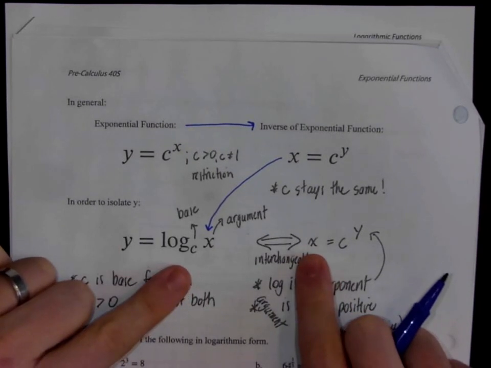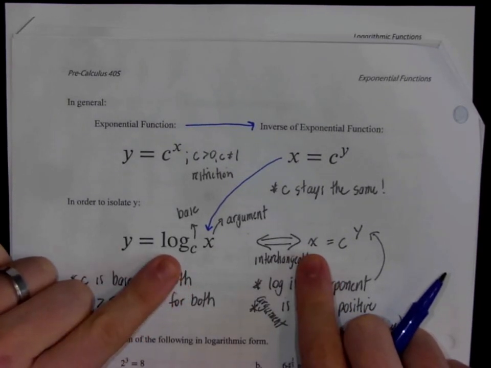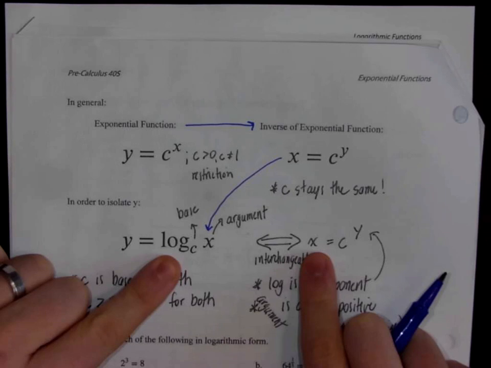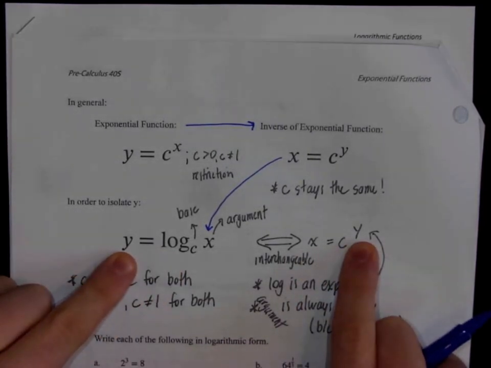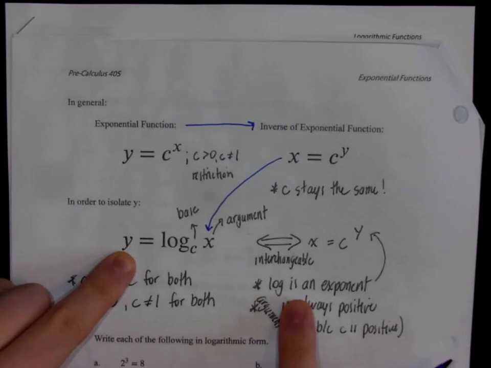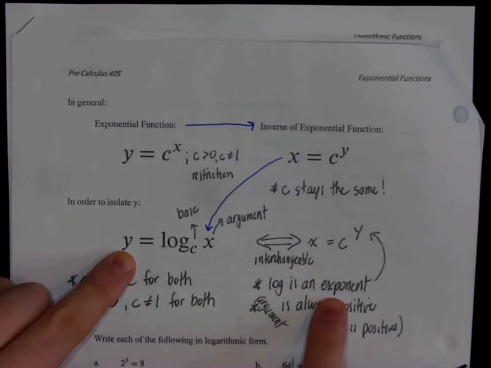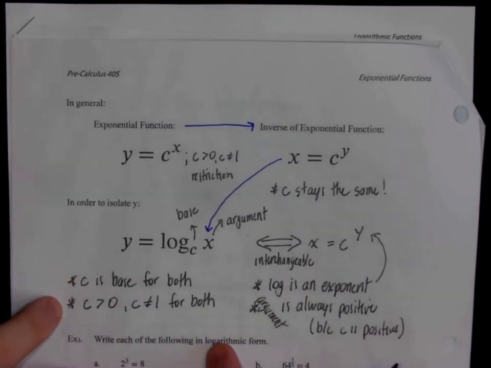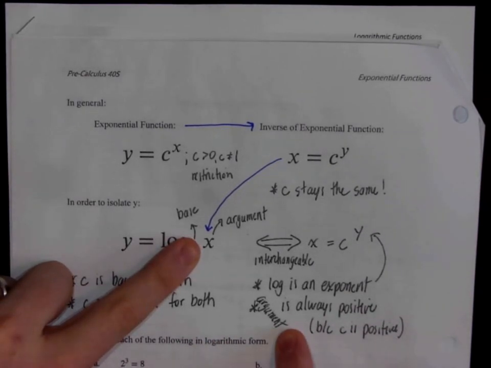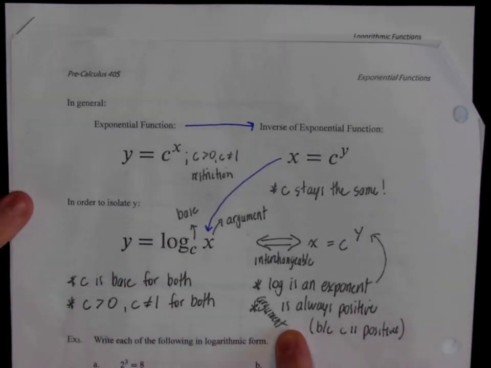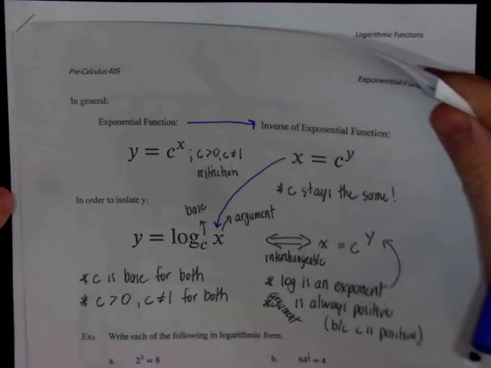These two are interchangeable with each other, y equals log base c of x and x equals c to the y, which is the reason that y in both of these cases is going to be the exponent to the answer. So log is an exponent, and that's what it's solving for. c is the base, c has to be positive, c cannot equal 1, and the argument, the x value, is also always positive. So a couple of introductions there before we get started.